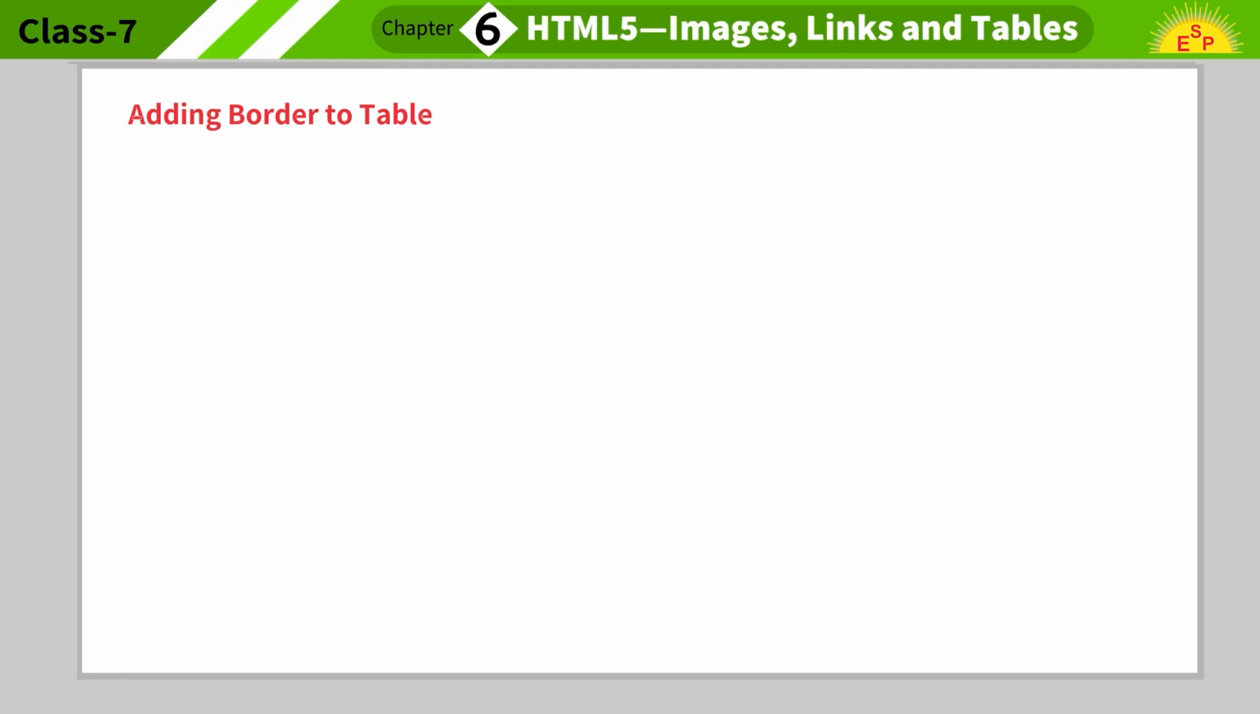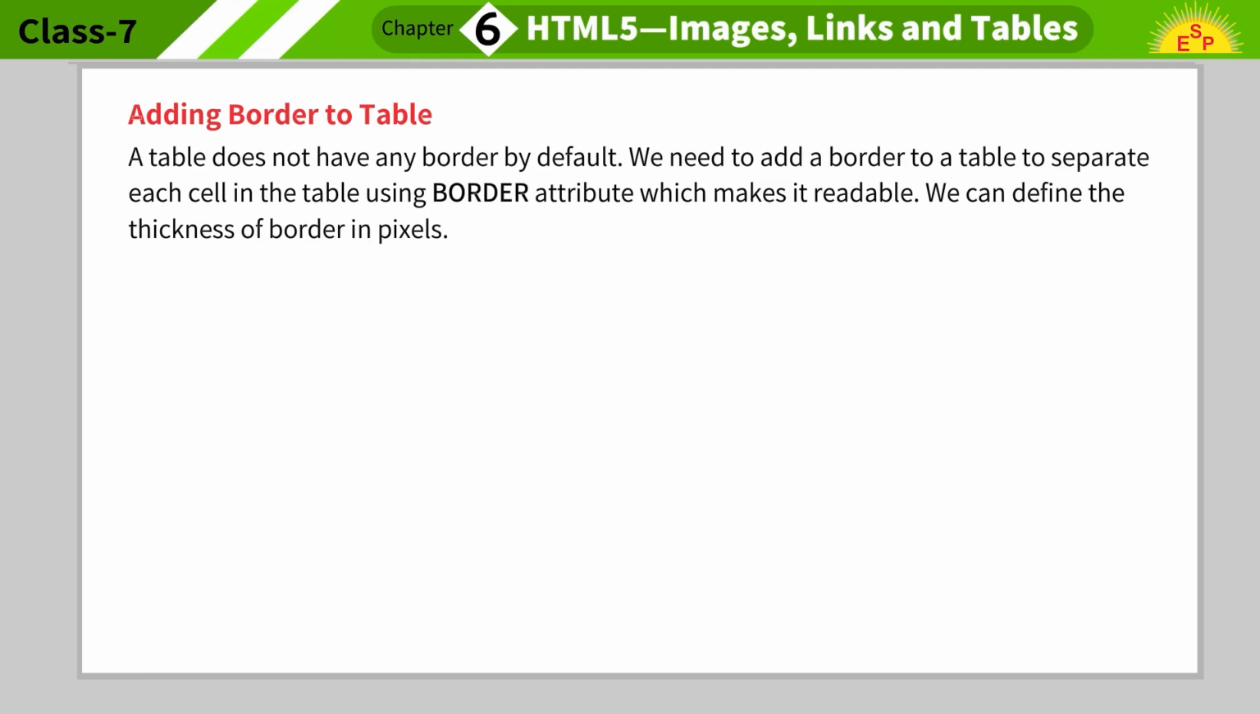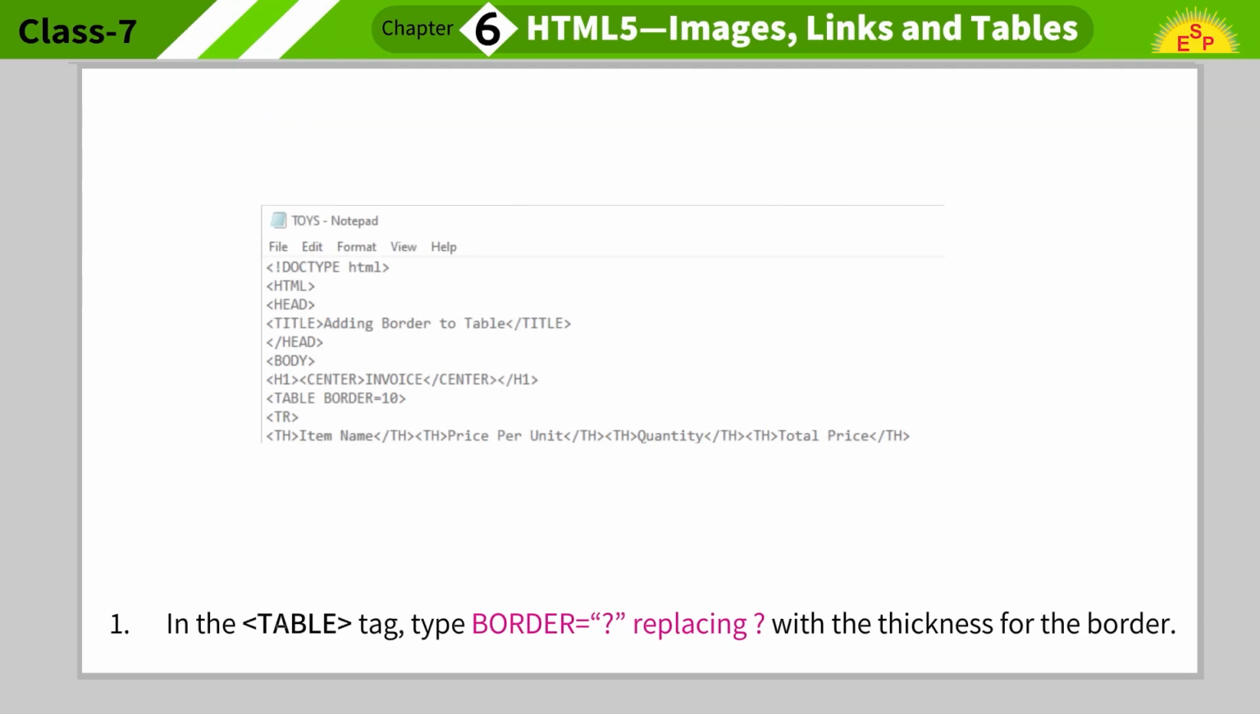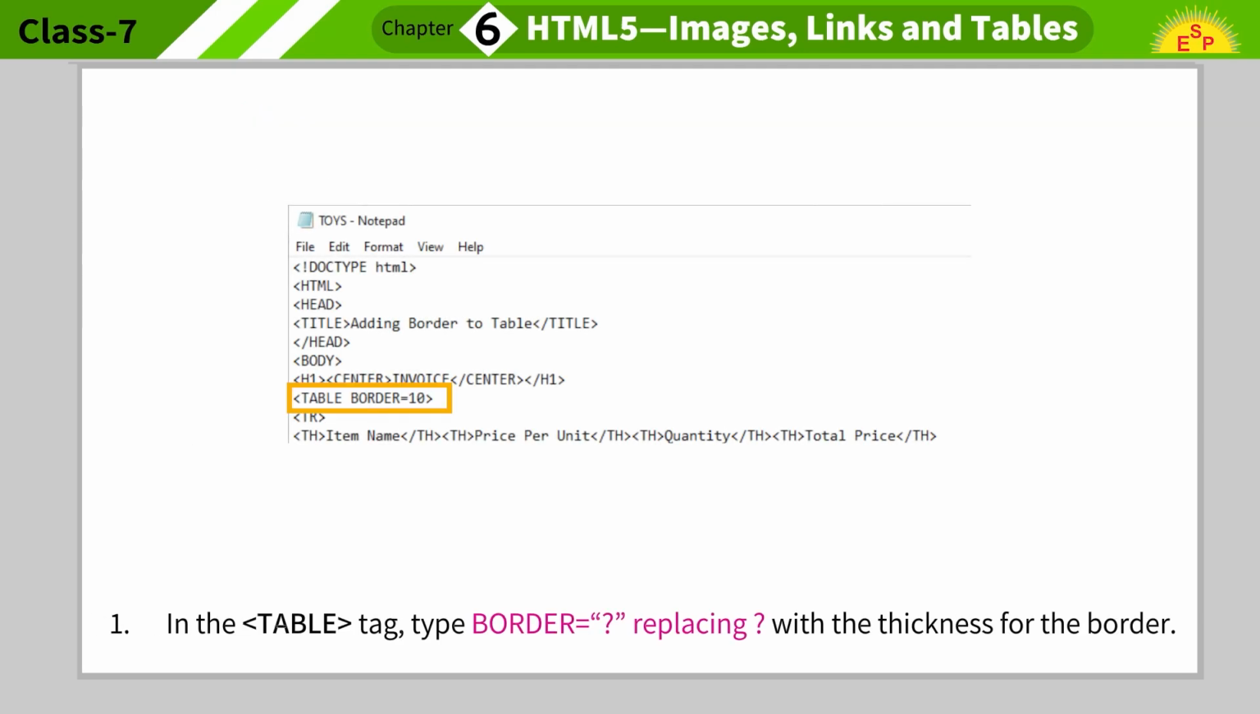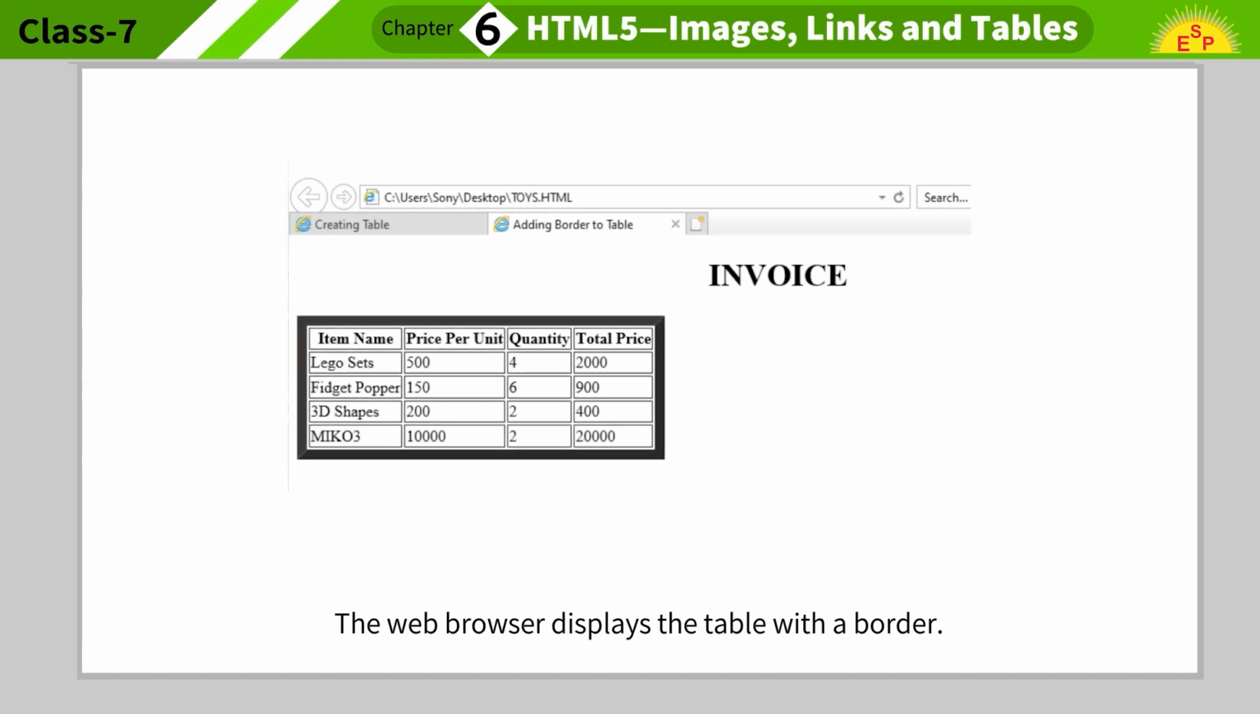Adding border to table. A table does not have any border by default. We need to add a border to a table to separate each cell in the table using the border attribute, which makes it readable. We can define the thickness of the border in pixels. Follow the steps to add a border to the table. Step 1. In the table tag, type border equals, replacing with the thickness for the border. The web browser displays the table with a border.